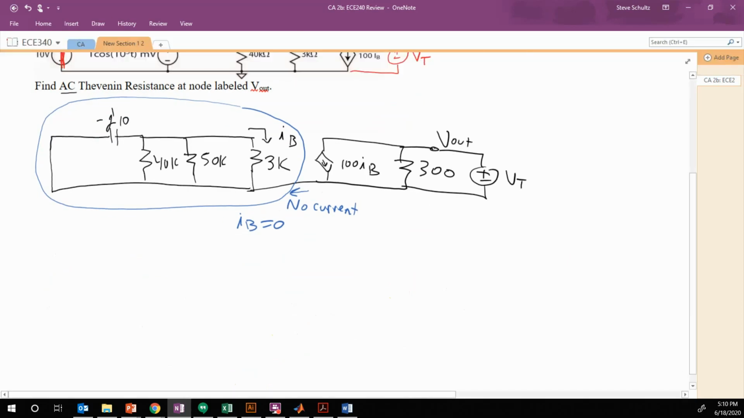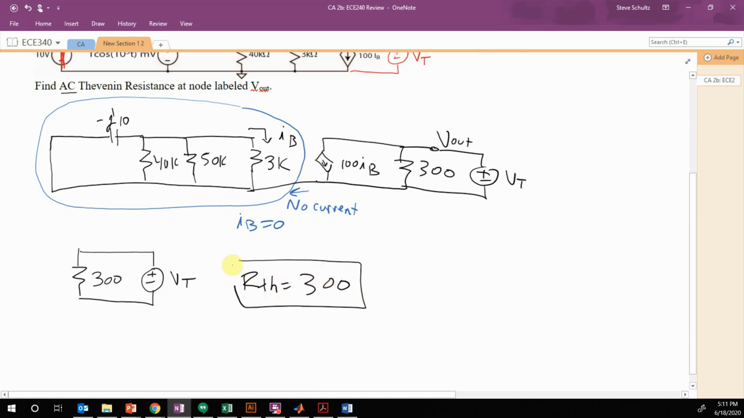So now if we redraw our circuit, our dependent current source goes to 0 because IB is 0, and we have this. And you see if I put a test source with a 300 ohms, then the only thing I have is my 300 ohms. And so that means that my Thevenin resistance is equal to 300. And we are done.